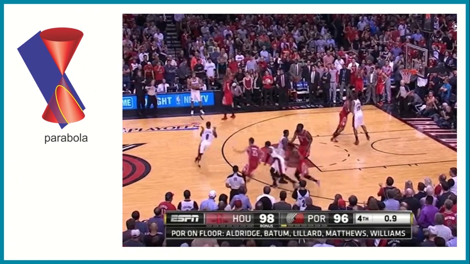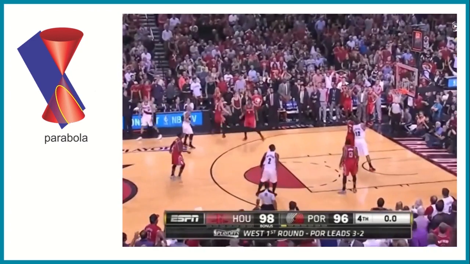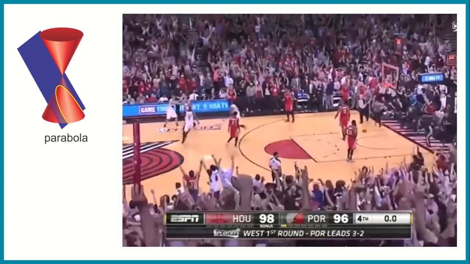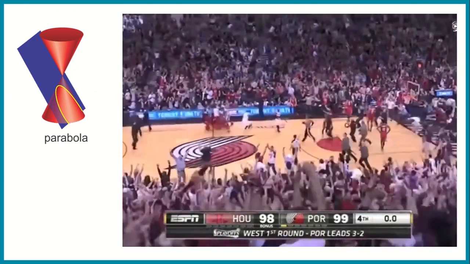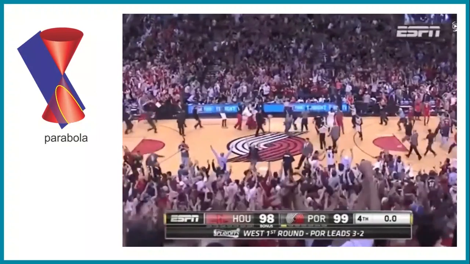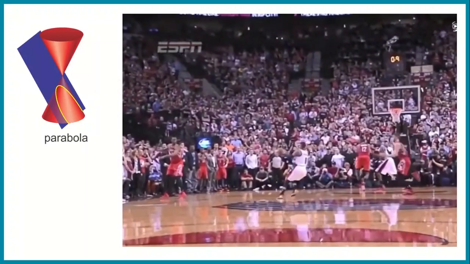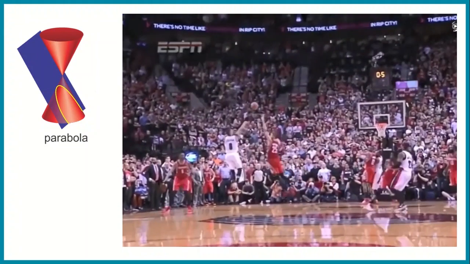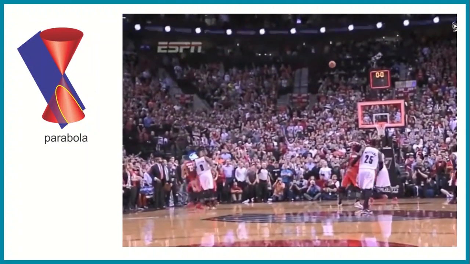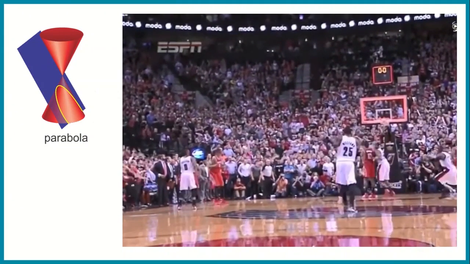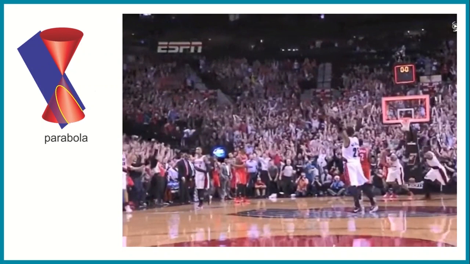Here we see a 2014 NBA playoff between Houston and Portland, where a last-minute shot wins the game. When we examine the shot further, we can see that when the ball leaves the shooter's hands, it forms a perfect parabolic path into the net. This happens in many sports and would be an interesting thing to explore as a group.